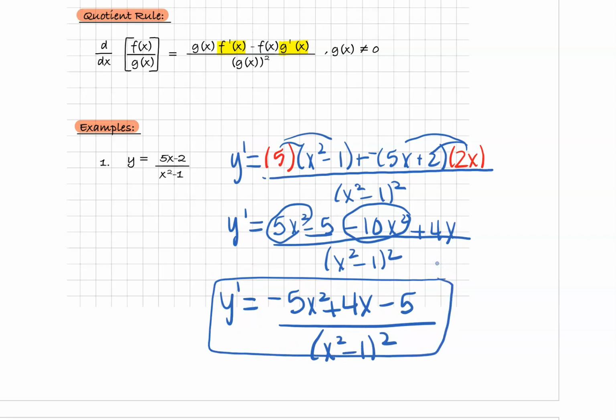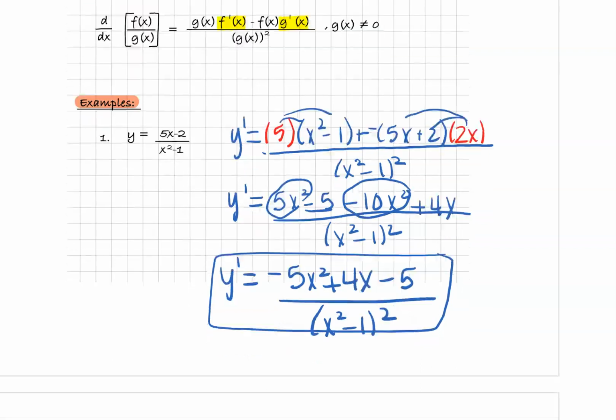So the struggle with quotient rule is, one, making sure your pieces are correct, but again, sound like a broken record, it's going to be the cleanup of that problem. Let's continue on with our examples.